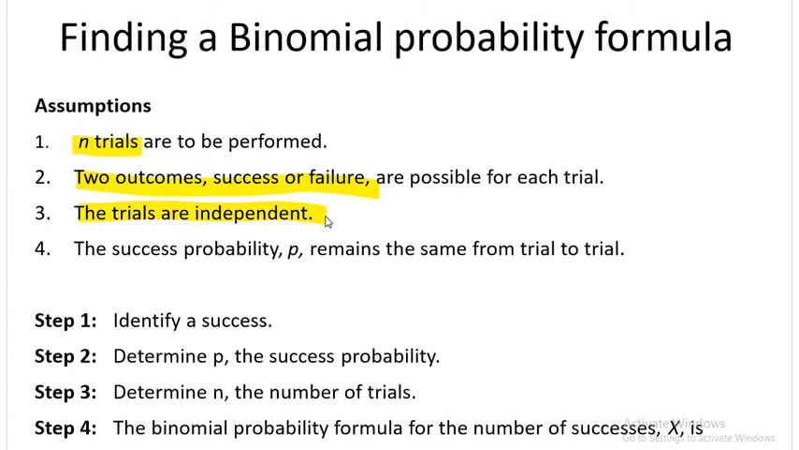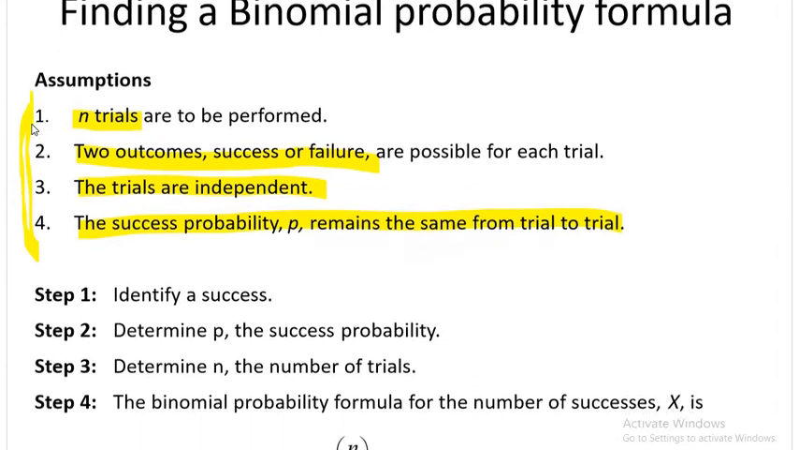Otherwise, your probability of success will change in each trial. If your trials are independent, the probability of success will remain the same in each trial. That is p. So this independence is very important. The success probability p automatically remains the same when your trials are independent. So these are 4 assumptions which are very important. If these 4 assumptions are fulfilled, it means we are having a binomial distribution question.